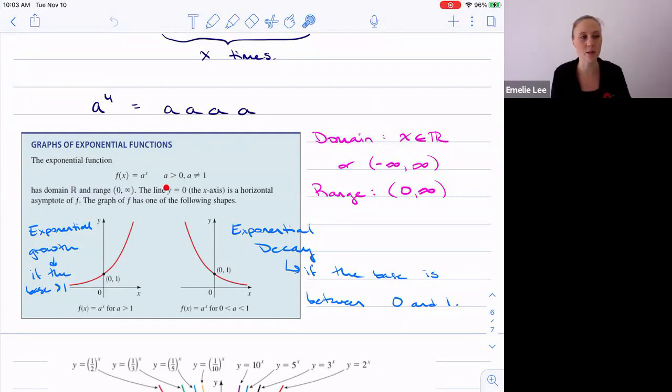So if you have 0 to the power of 4, that's just 0 times 0 times 0 times 0, putting you at 0. But because we're forcing the base to be greater than 0, you can never get down below the x-axis. Cool. I know I should have put spaces here. Awesome. Good.